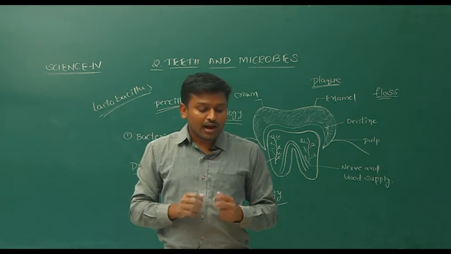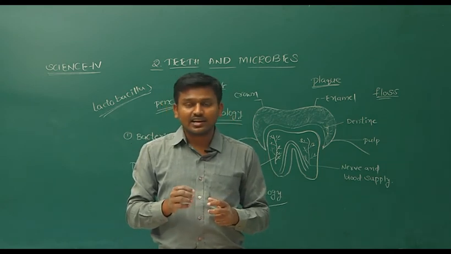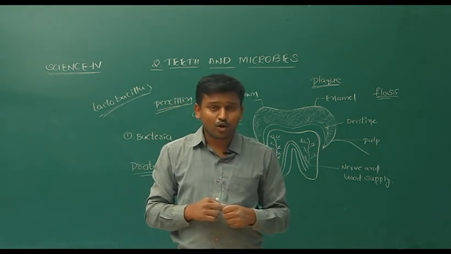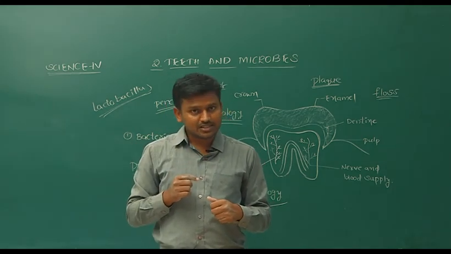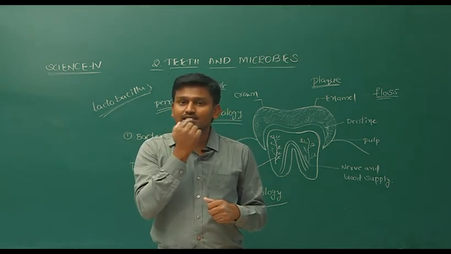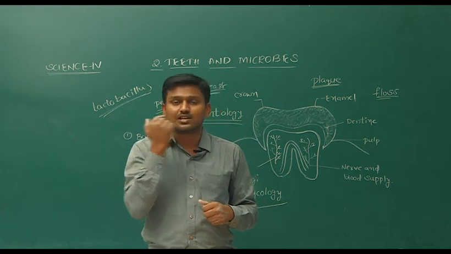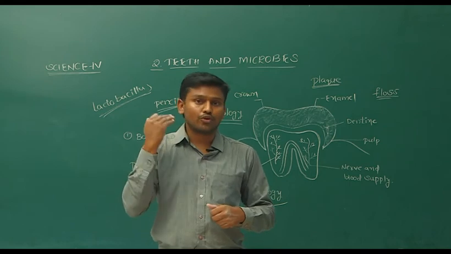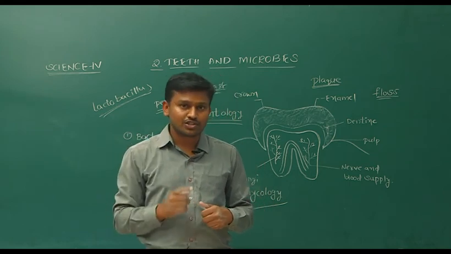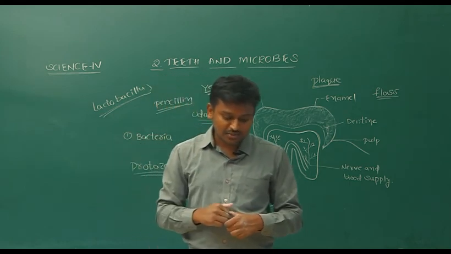Next, second one: how many incisors are there in each jaw? In permanent teeth, how many? 4 incisors are present in each jaw. If you take the upper jaw, 4. If you take the lower jaw also, 4. 4 plus 4, 8. Totally 8. But in one jaw, 4 incisors are present.